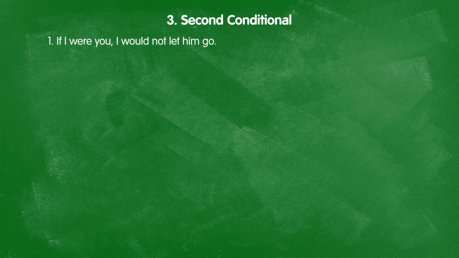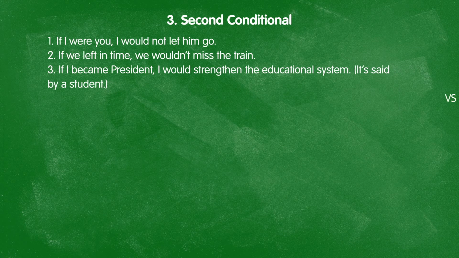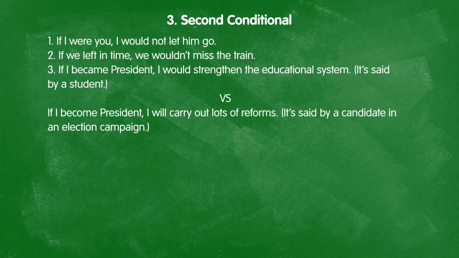However, to discuss things that are unreal or untrue in the present, we can use the second conditional. And to make the second conditional, well, first let's look at some examples. Using the second conditional: if I were you, I would not let him go. If we left in time, we wouldn't miss the train. If I became president, I would strengthen the educational system.